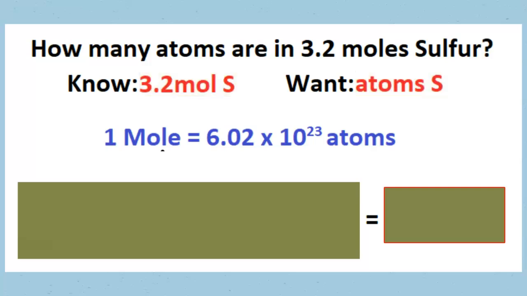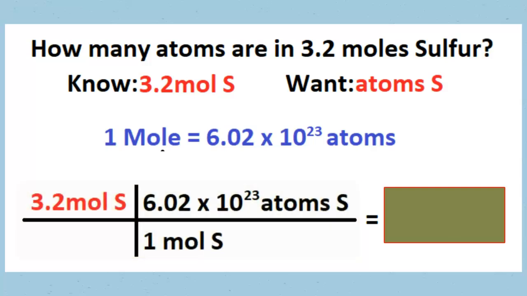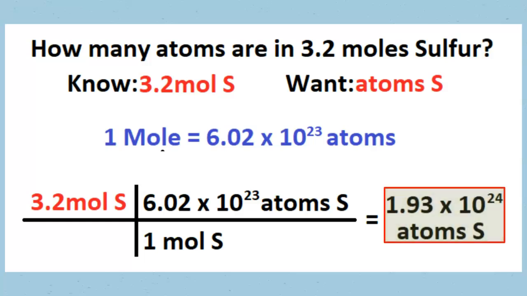We know we have 3.2 moles of sulfur. We want the atoms of sulfur, and we know the relationship between moles and atoms. Plugging it into our dimensional analysis, starting with what we know, 3.2 moles of sulfur. If we have moles of sulfur on top, we want moles of sulfur at the bottom, and we know that 1 mole of sulfur is equal to 6.02 times 10 to the 23 atoms of sulfur. Multiply our top numbers, divide by our bottom numbers, and we get 1.93 times 10 to the 24 atoms of sulfur.